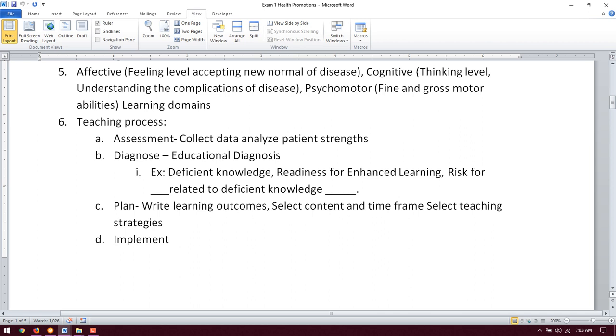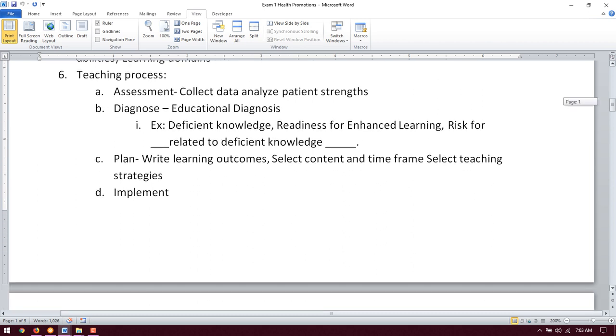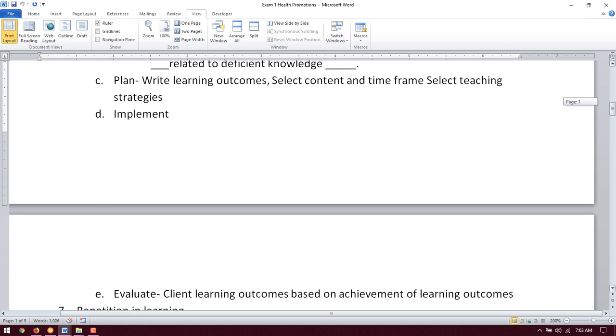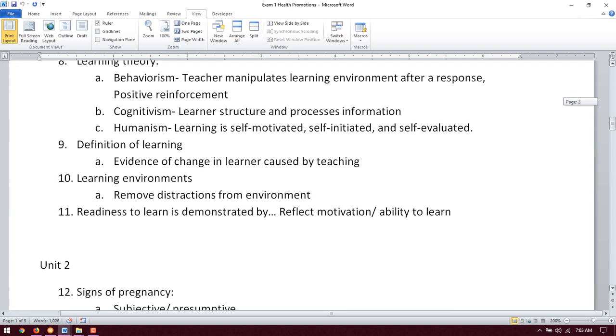Know your teaching process, just like the nursing process. I know I'm going through this kind of fast, guys. The assessment, the diagnosis, the plan, what you're doing, and then did it work, your evaluation. Know your learning theories, the behaviorism, the cognitivism, and the humanism.